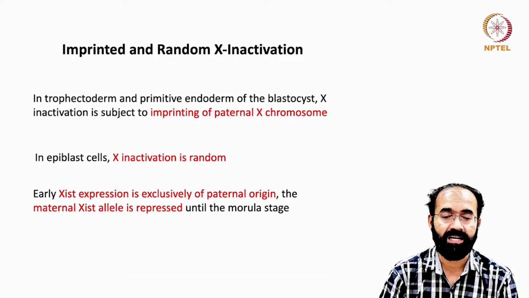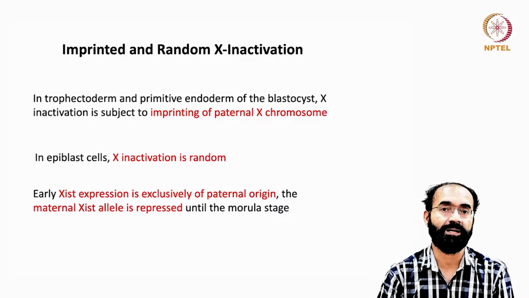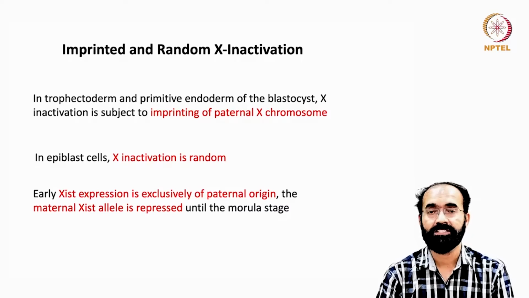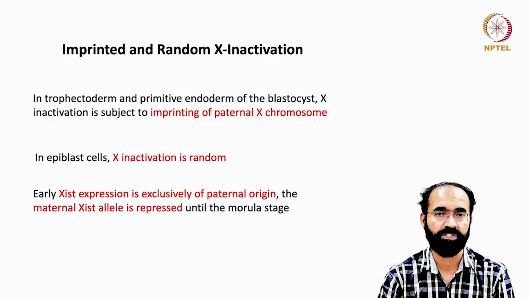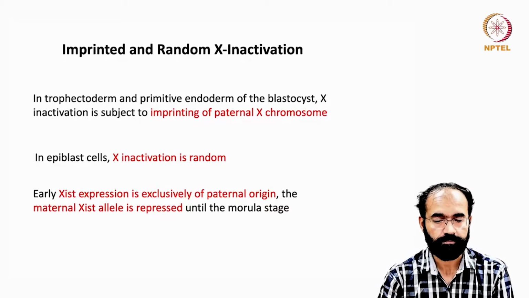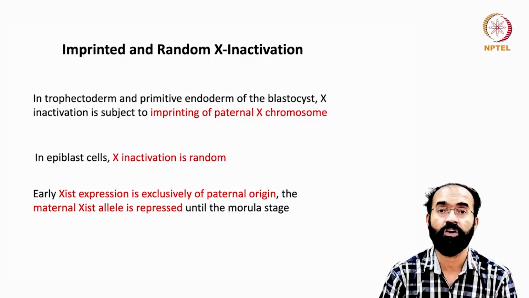In epiblast cells, X inactivation is random. And remember, the epiblast cell is the one which is going to become the embryo, the actual organism. The other part is not going to become the organism. It becomes the extra-embryonic layers, other tissues such as supporting structures such as the placenta. So early Xist expression is exclusively of paternal origin.